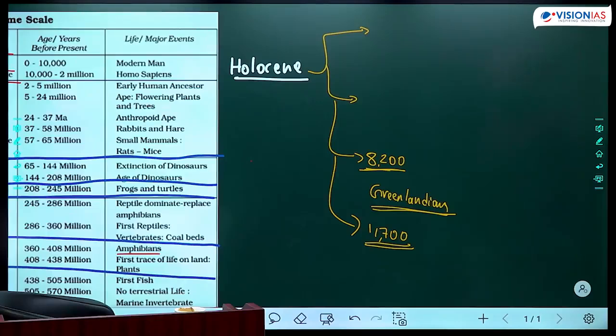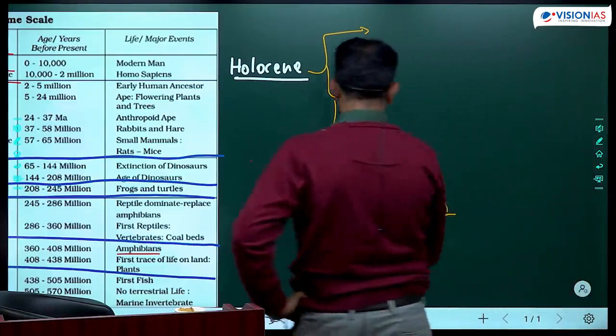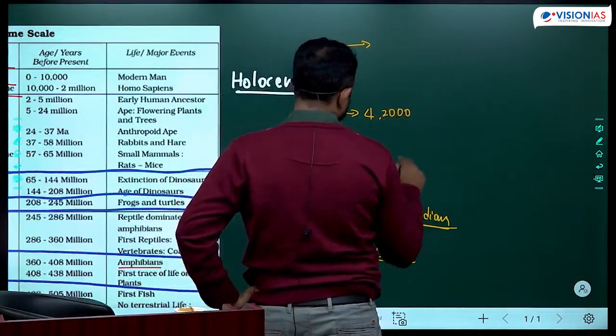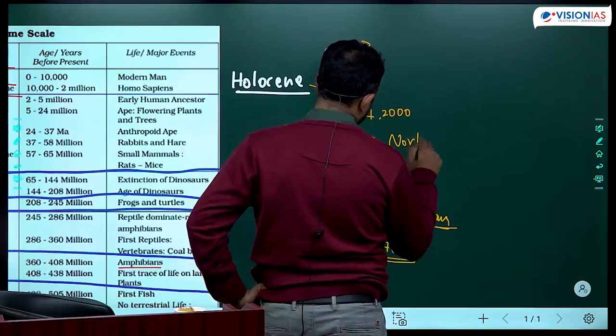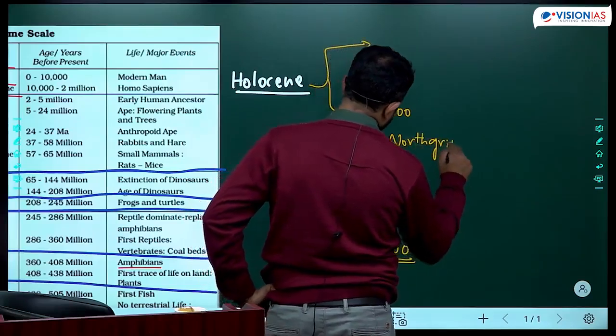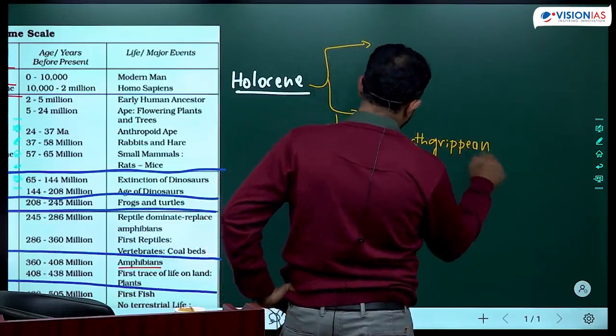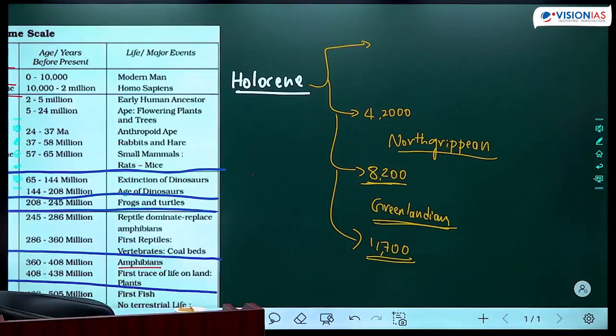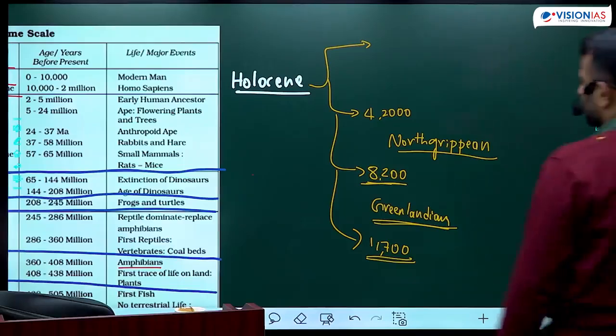This is the time of Old Stone Age, Middle Stone Age, New Stone Age. 8200 to 4200 is the time of Northgrippian. Northgrippian is when the civilizations evolved, pyramids were made, Indus Valley civilization, Mesopotamian civilization, ये सारा आया था.